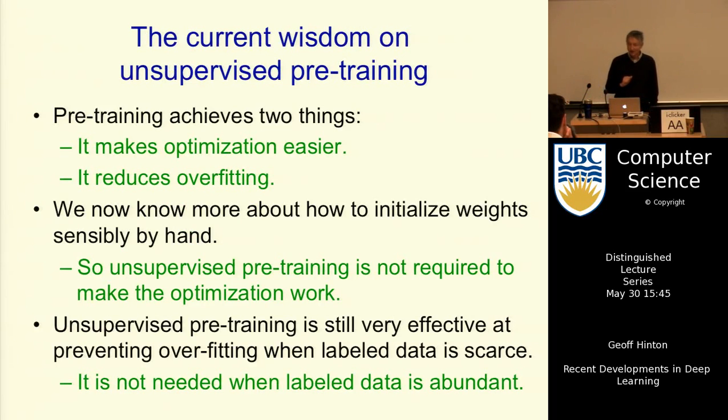So unfortunately, even though the pre-training makes it easier to optimize the net and reduces overfitting, now that we know how to initialize the weights, if you have a lot of labeled data, you can just initialize the weights to appropriate scales and then just train with backpropagation on the labeled data, and it works just fine. It will work a little bit better if you pre-train, but only a little bit. If, however, you don't have much labeled data, all this pre-training a layer at a time is still very worth doing.